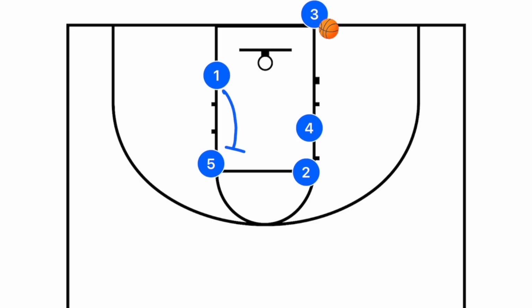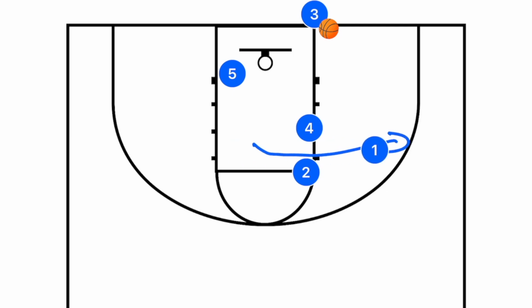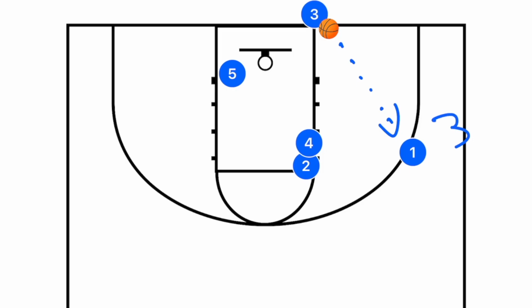So first, player 1 is going to set this back screen for player 5. Player 5 is going to dive, and if he's open or has the mismatch, he can get that layup. The secondary option is going to be player 1. He is going to be going between players 2 and 4, and they are going to close like an elevator screen. And with that, we are hopefully going to allow player 1 to be wide open for that 3-point shot.